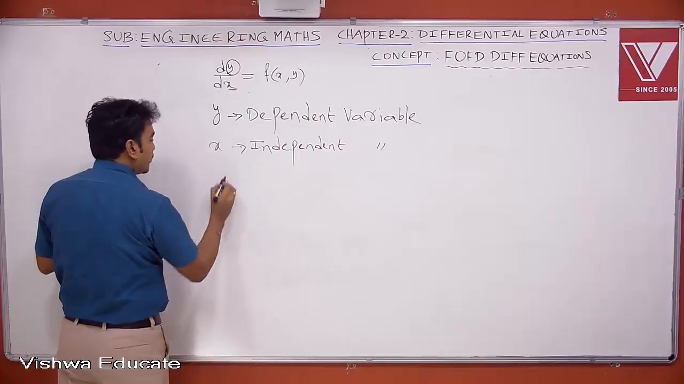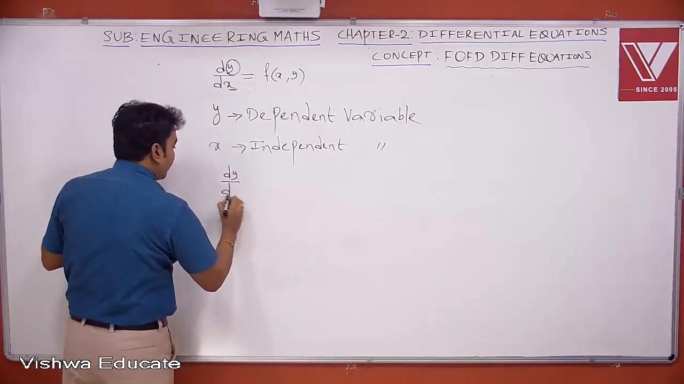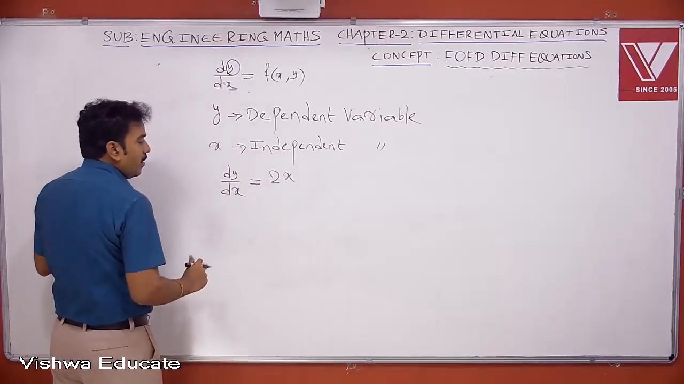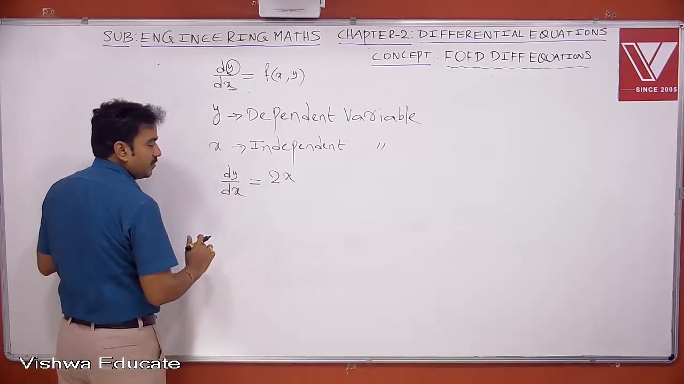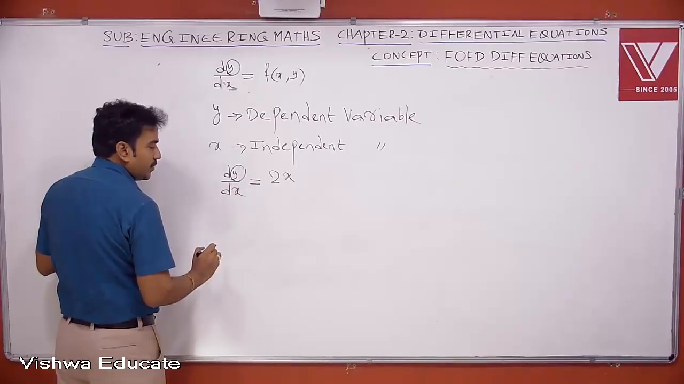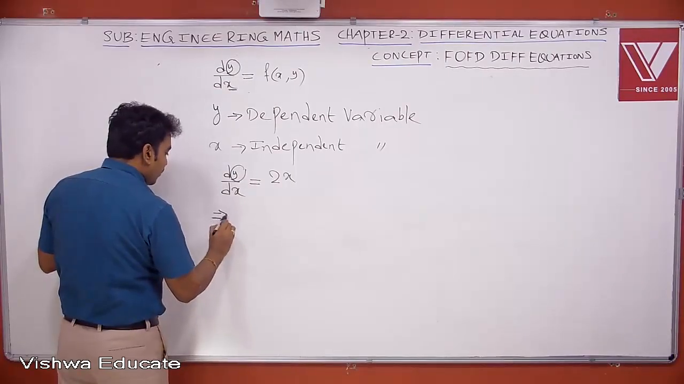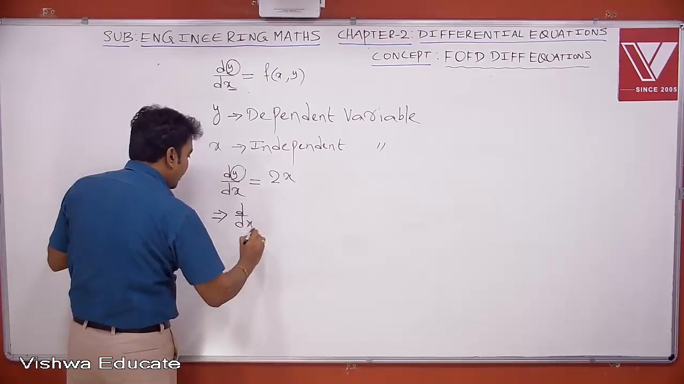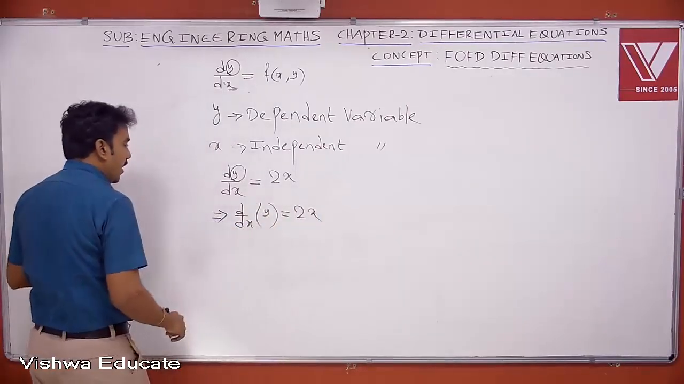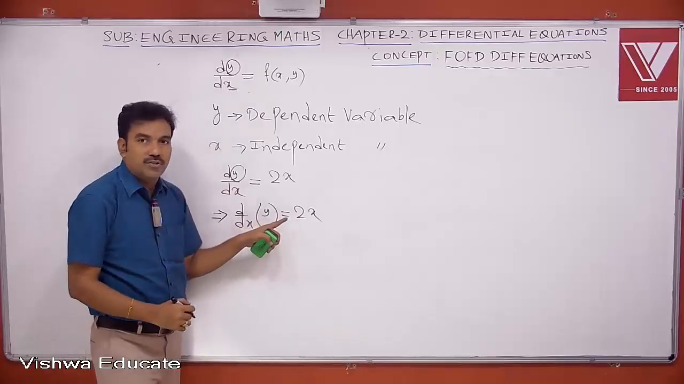Let us take a simple example. Suppose I have an equation dy by dx equal to 2x. Now I want to solve this equation. That means I need to find the value of y in terms of x. Let us look at this. This is equivalent to d by dx of y equal to 2x.